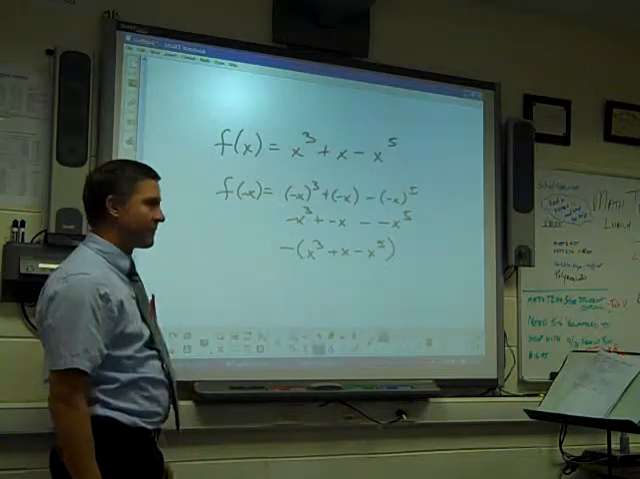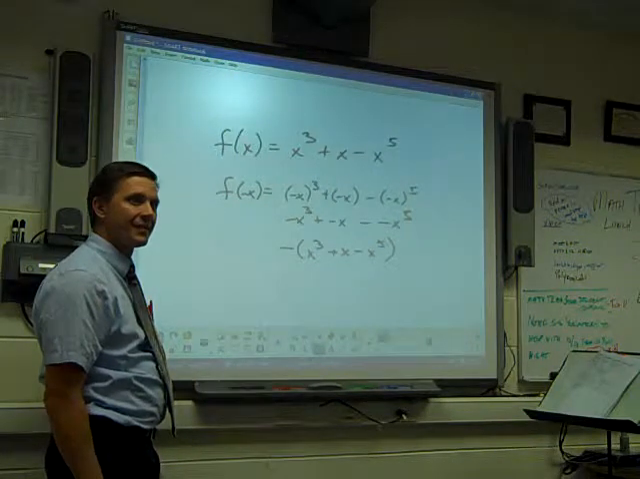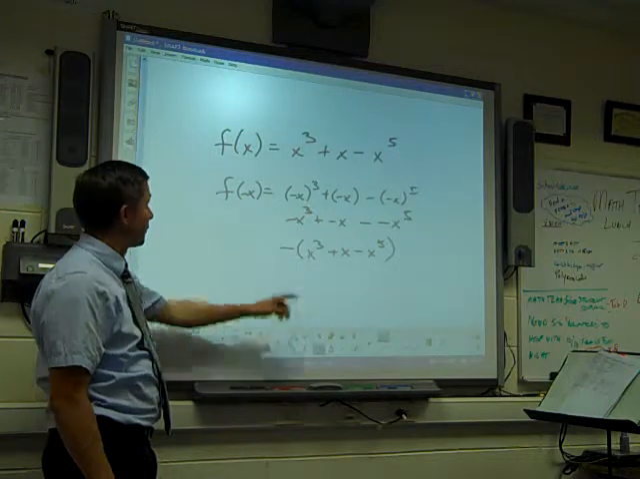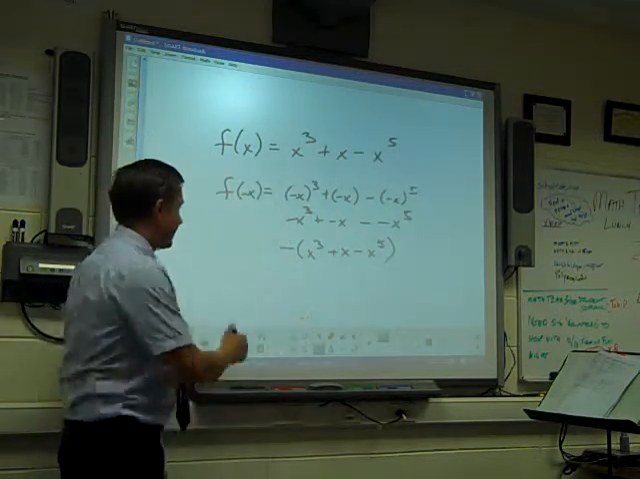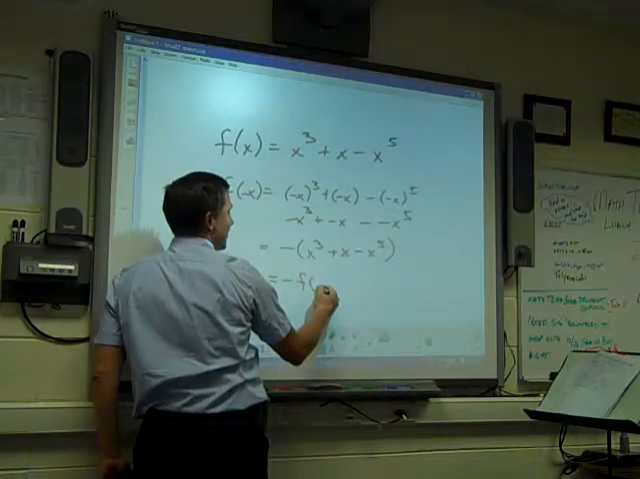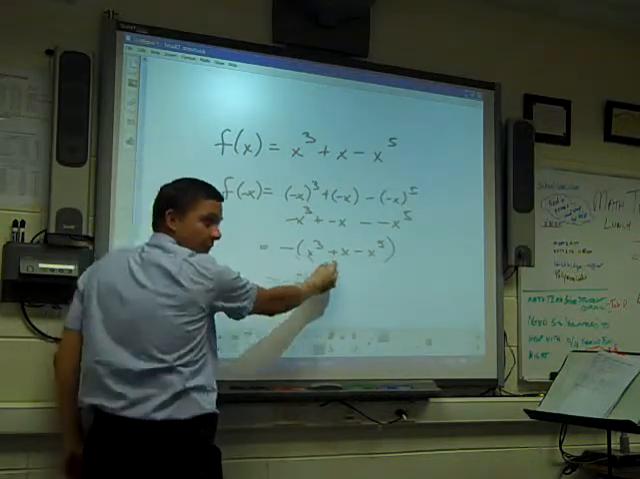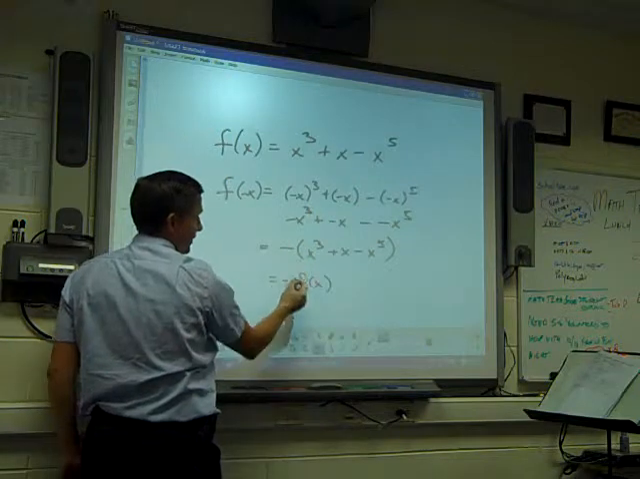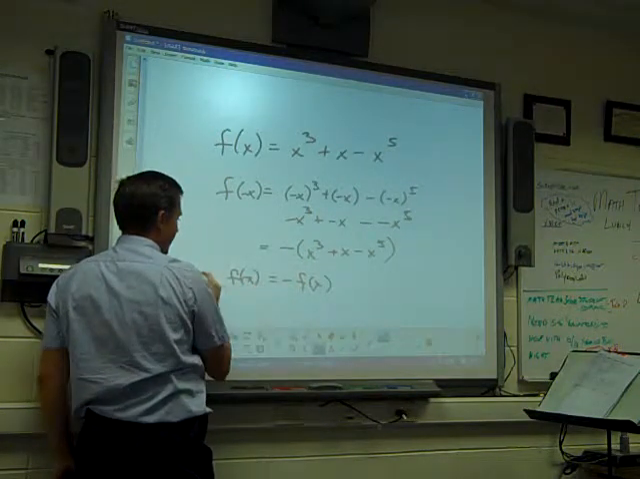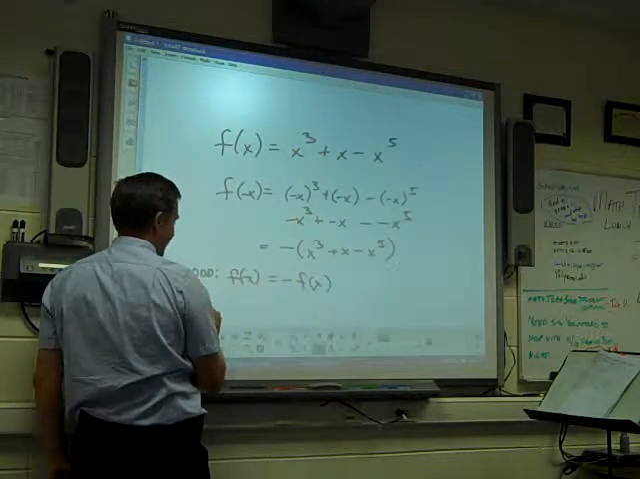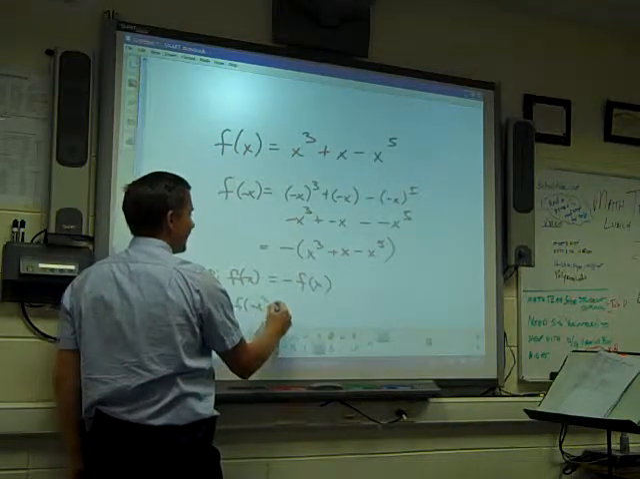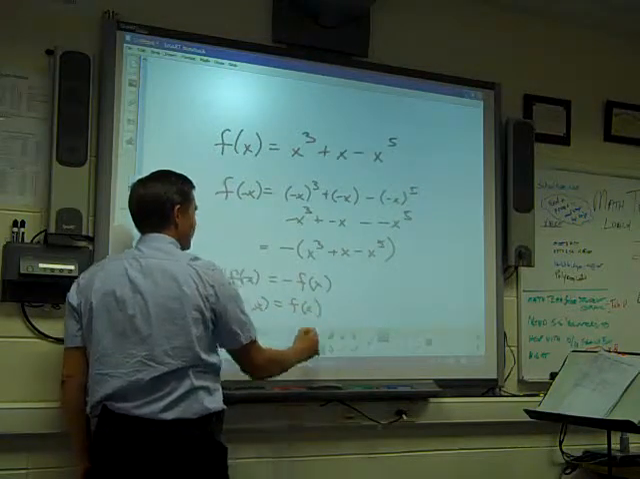So for it to be even, all of the exponents have to be even, and for it to be odd, all the exponents have to be odd. So this one is odd, because it changed sign. Look, this is f of x here, Brandon, and there's a negative in front of it. This is the odd test. This is the even test. Either way, you use negative x to do the test.